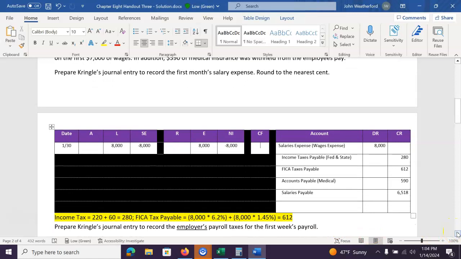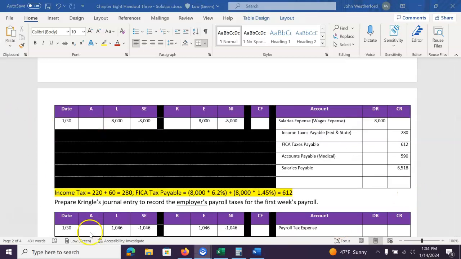Okay, next, to record the employer's share of payroll taxes, the account we're going to debit is payroll tax expense. Now this entry is to record taxes paid based on payroll by the employer. Okay, so the debit will be to payroll tax expense, but we don't know the amount yet. Let's leave that blank here and we'll come back to it.